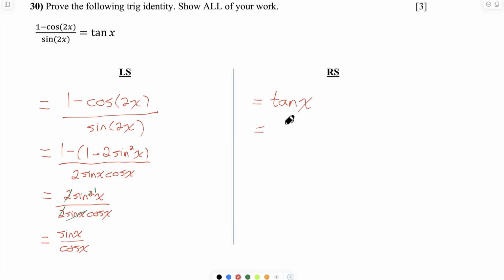On the right, I could change tan x to sine x over cos x to show that these are in fact the same function. So I've proven to you that the left side is always equal to the right side for all values of x, so it is an identity.